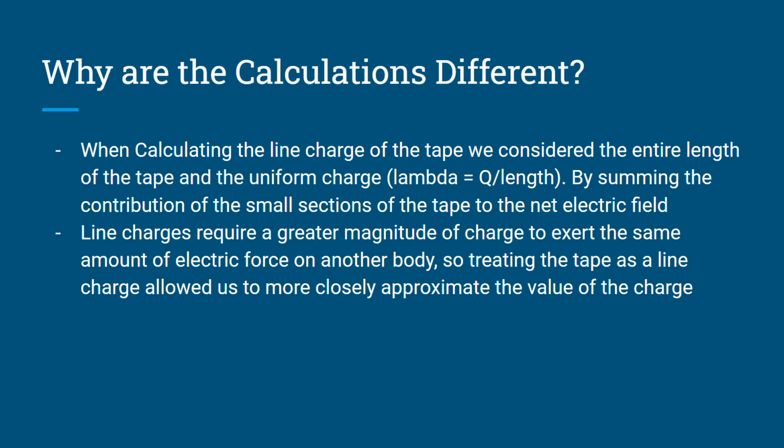And why are the calculations different when calculating the line charge with the uniform model? Why are they different? The different forces. You need a bigger force for the line model than you do for a point model. And that's essentially the entire reason why. All right, thank you.